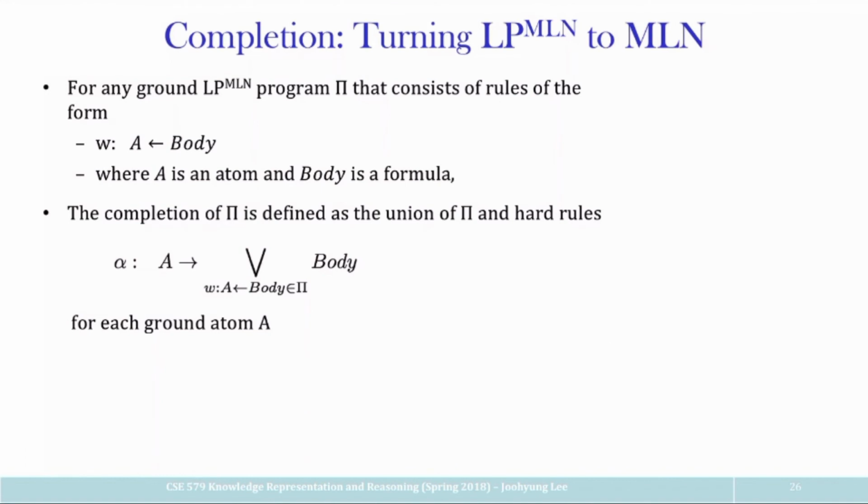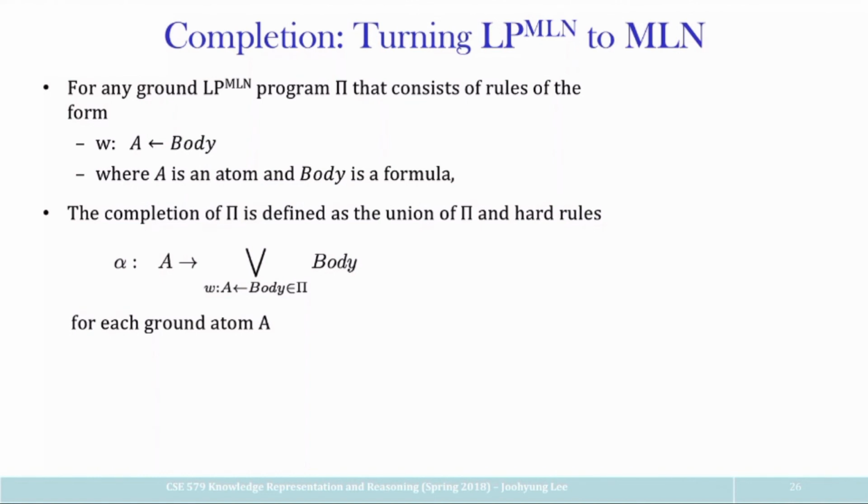All right, so then how do we use this idea? So far we didn't talk about LPMLN or MLN, right? There's no weight. We are talking only about how to convert ASP to propositional logic. But now, having known this classical result, how do we translate?